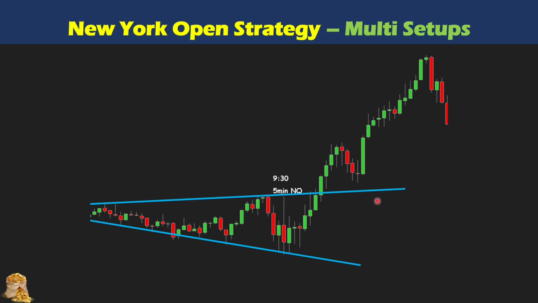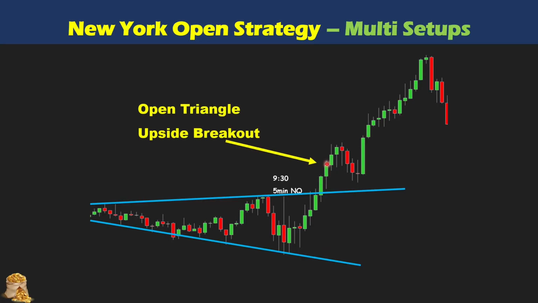so you can see this is an open triangle. For open triangle, later on it has to break either upside or downside. So in this example, you can see it's breaking to the upside with very strong consecutive bull bars.